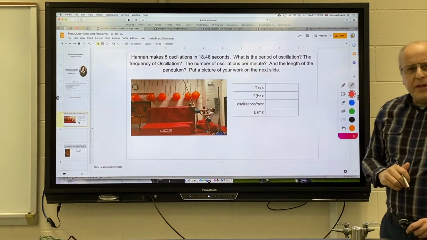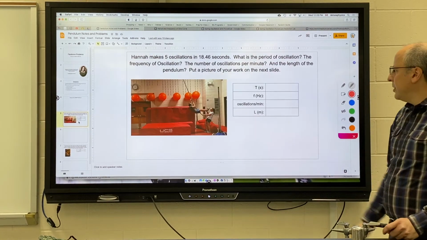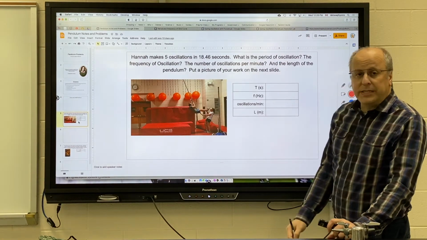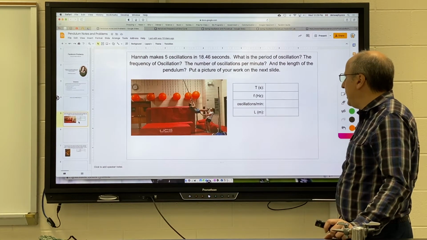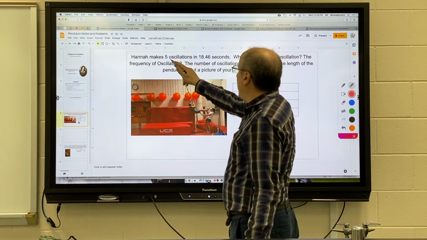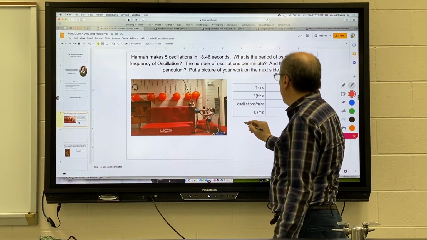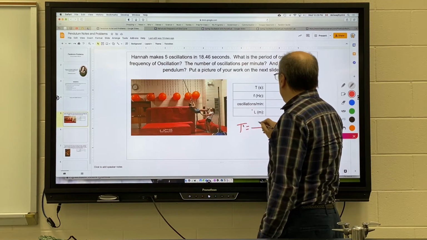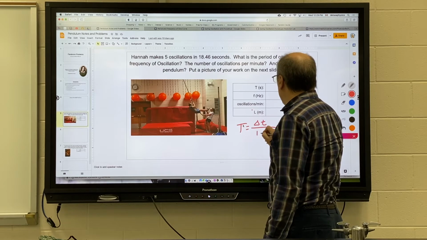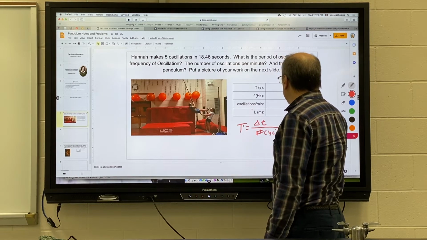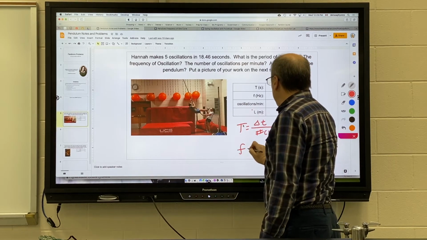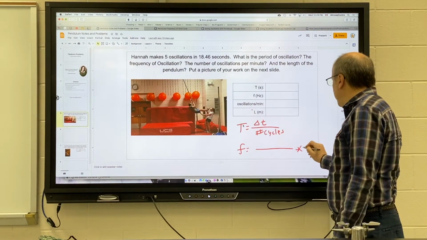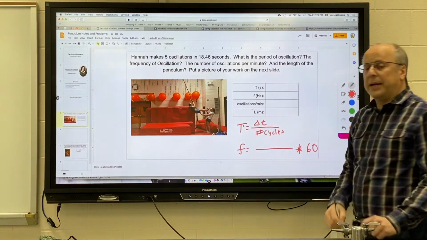The next problem, we have Hannah swinging back and forth on a pendulum down in the auxiliary gym, and I want you to find the period, frequency, oscillations per minute, and length. So again, 5 oscillations in 18.4. To get the period, you're doing the change in time over the number of cycles. Frequency, you do the reverse. To get oscillations per minute, take your frequency and multiply by 60.